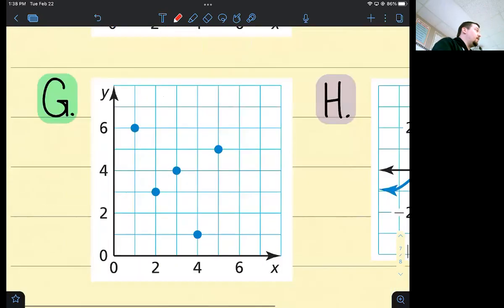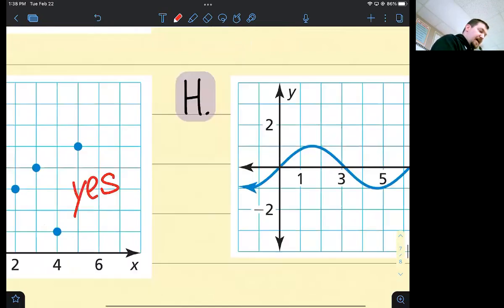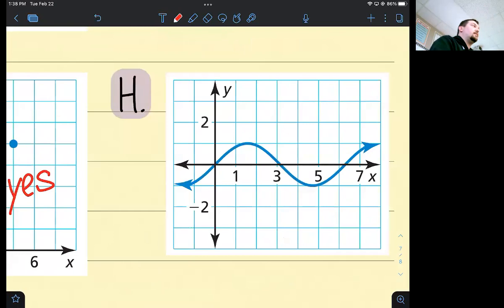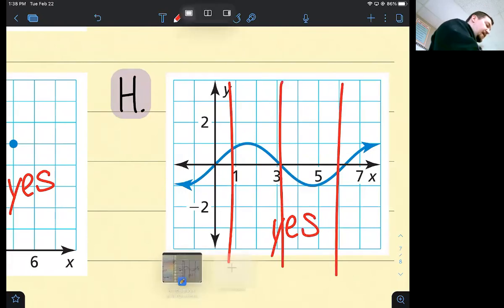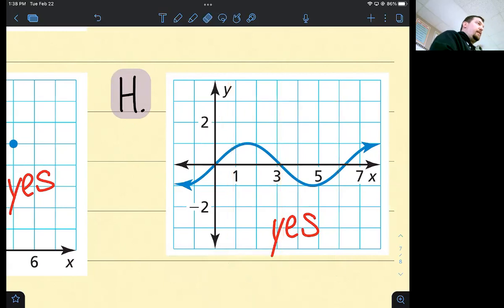What about this one here? Function. All right, function. Good. And this guy right here? Xander? Yes, also a function. Yep. Every time I draw a vertical line, it's only going to cross one spot. So yeah, again, something else that's a preview to what you'll be doing in your Algebra 1 textbook next year, but a really simple thing to do.